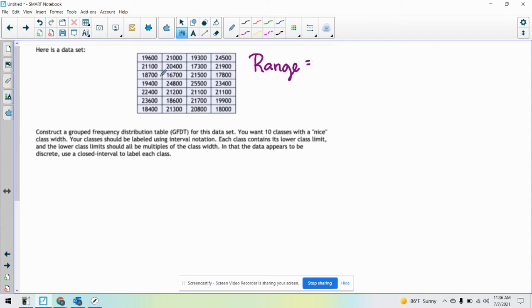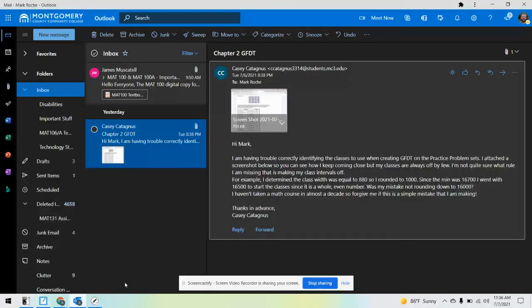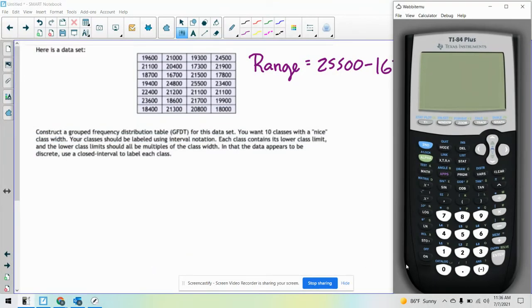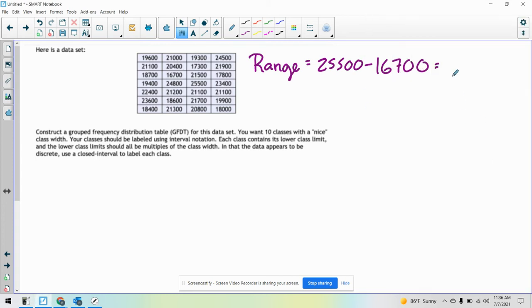So I'm going to take the largest number. This is kind of a pain in the butt part. Let's see here, it looks like 25,500 minus the smallest value, 16,700. Looks like 16,700. So when I subtract those, I think you get, oops, 25,500 minus 16,700, 8,800.